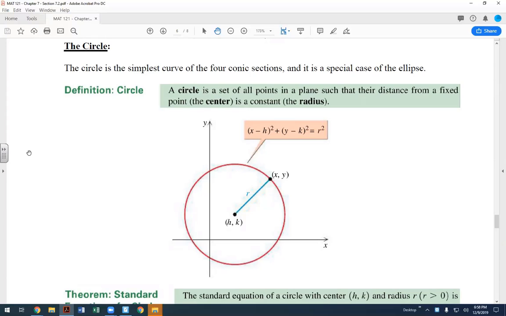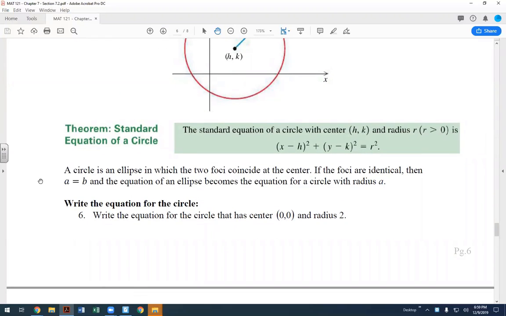Basically what's happening with an ellipse is if I take the two foci and bring them together, it actually forms one single point, which ends up becoming the center for your circle. And then of course the distance between the center and the edge of your circle becomes your radius, right? So it's basically a special type of ellipse is what you have with the circle, where the two foci just end up coming together and becoming one single point. So you can see they're calling it a special case of the ellipse.